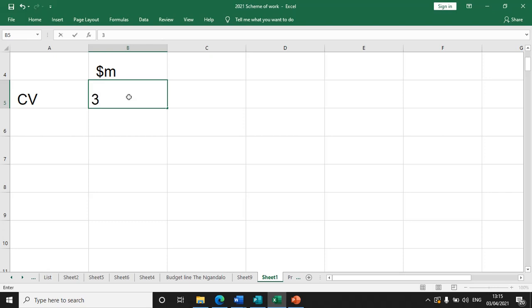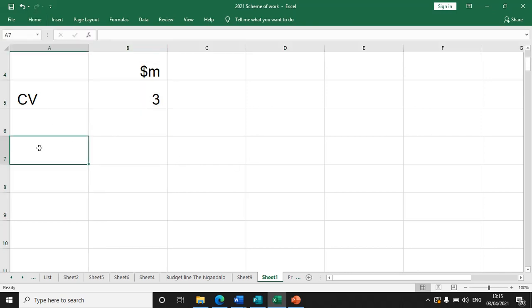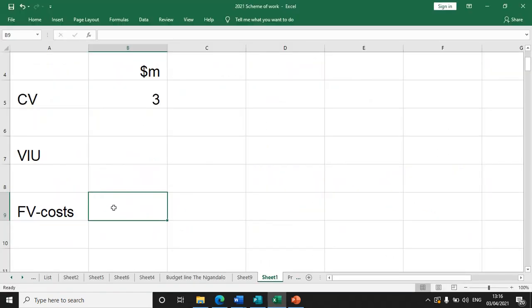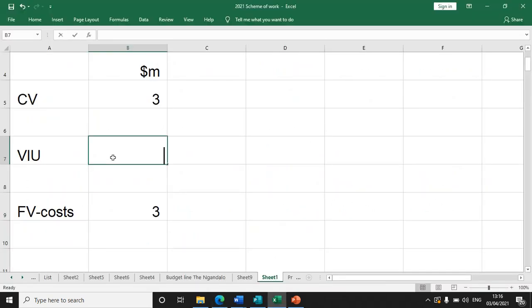So what I saw on the carrying amount was the 3 million, and then, just bear with me here, I'll have to do some alignment. There's also value in use. There's what we call fair value less cost. Okay, students, understanding these things. So our carrying amount is 3. Then the offer, that is fair value, is 2.8. And then we have 3.3 minus 0.6. That is our value in use.